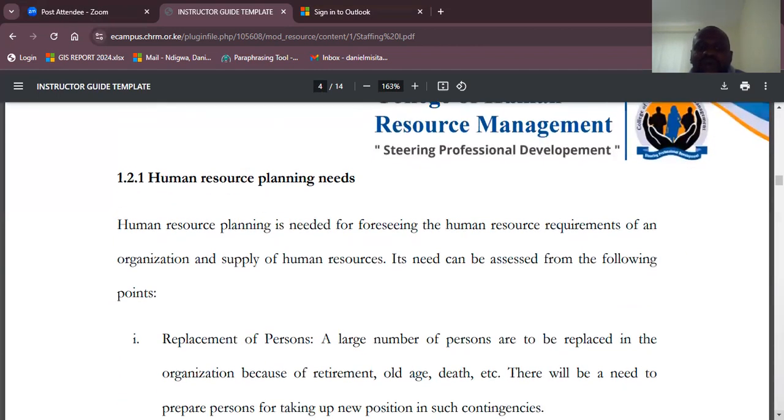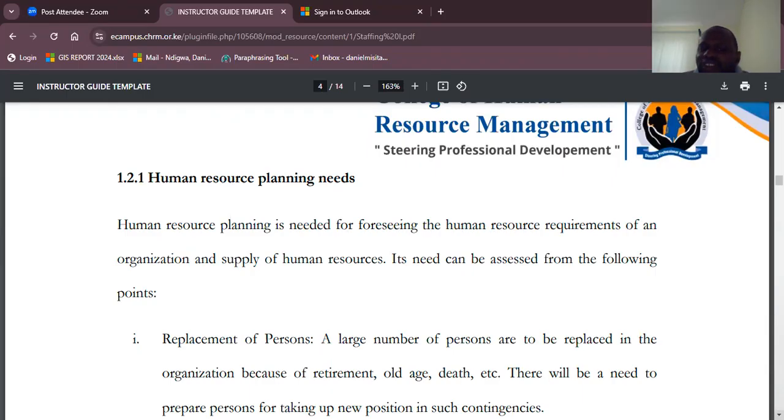So what are some of the human resource planning needs? Remember, we said human resource planning is something that you do before. So it is a pre-activity. And the main focus of this activity is to try to foresee some of the human needs that are needed in that organization, so that at the end of the day, it becomes easier for you to create a balance between the demand and supply of human capital or human resource within the organization.